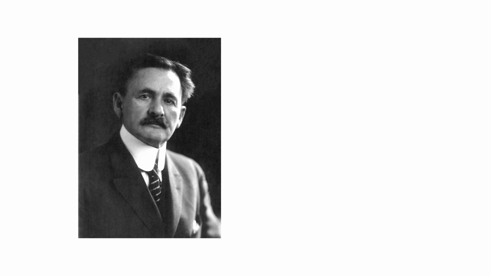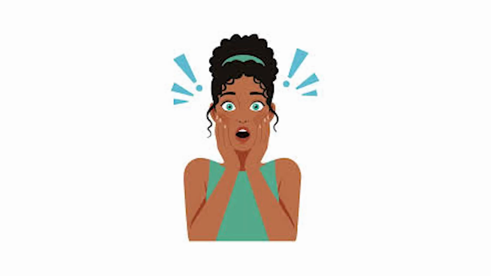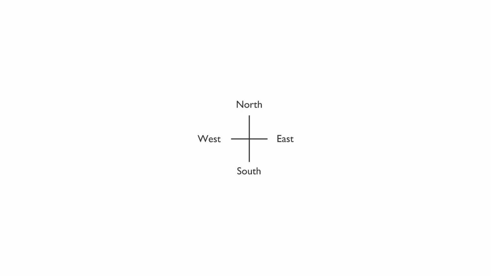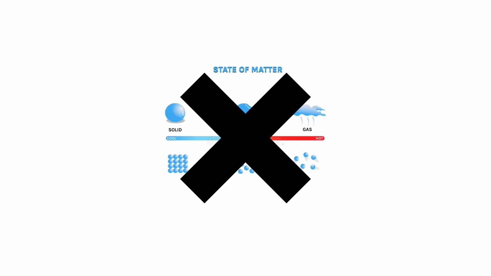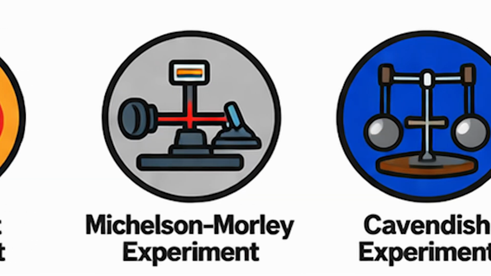Scientists Albert Michelson and Edward Morley used precise instruments to measure the speed of light in different directions. Surprisingly, they found no difference at all, no matter how the experiment was oriented. This result challenged existing theories and showed that light does not need a medium to travel through. It later became a key piece of evidence that helped shape modern physics, especially Einstein's theory of relativity.